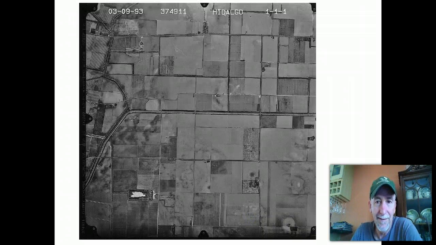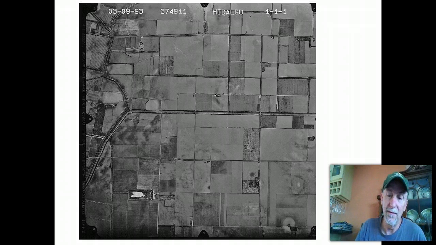So this is a 10 by 10 contact print of a black and white aerial photograph in Texas, and this gives us a sense of the kind of photography, millions of aerial photographs, that were used to map the U.S. in great detail.